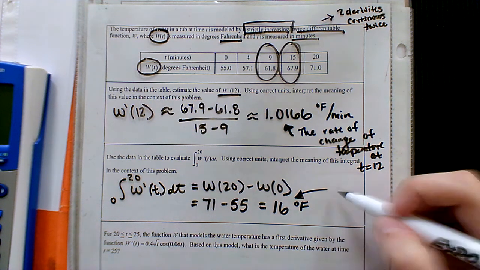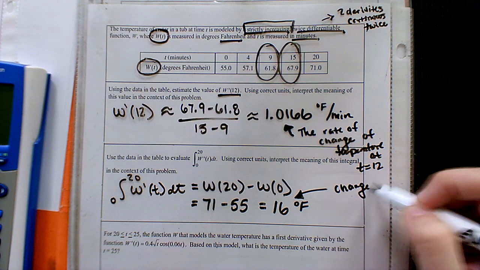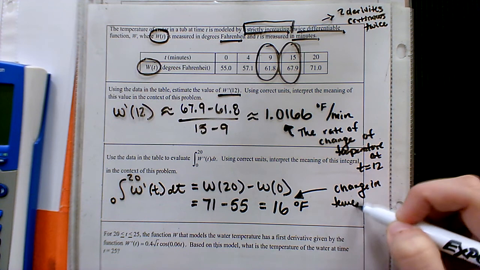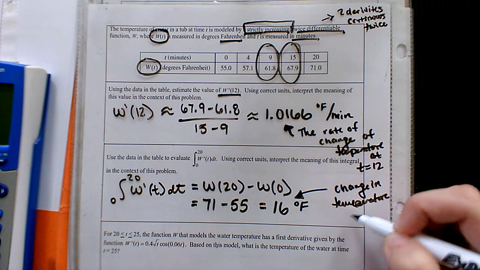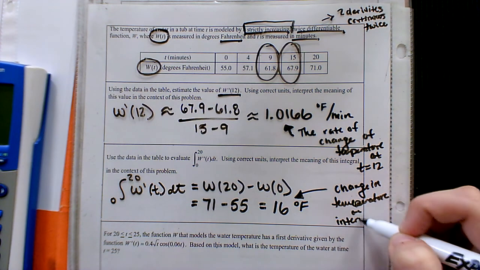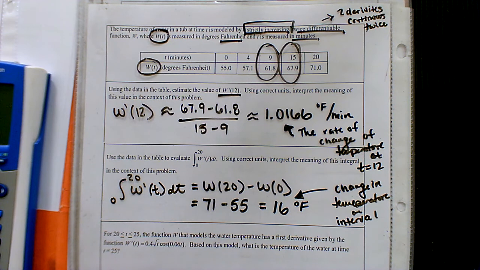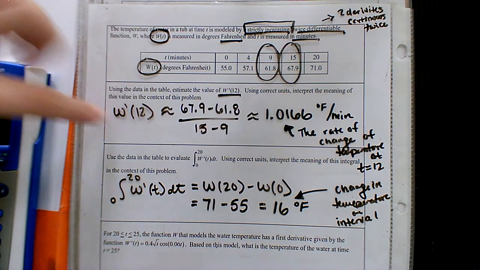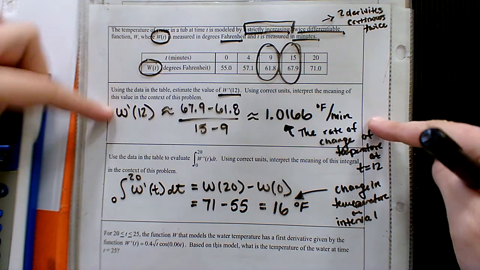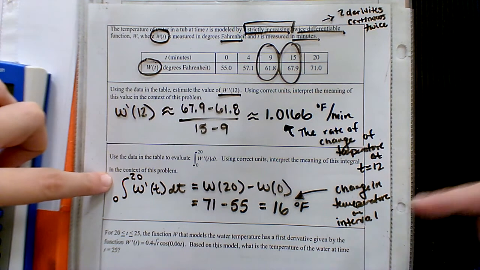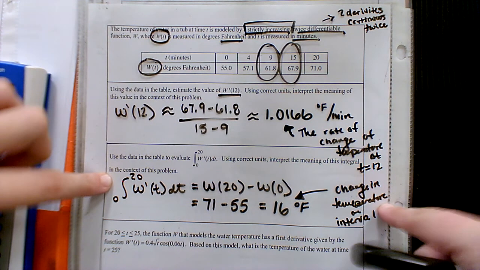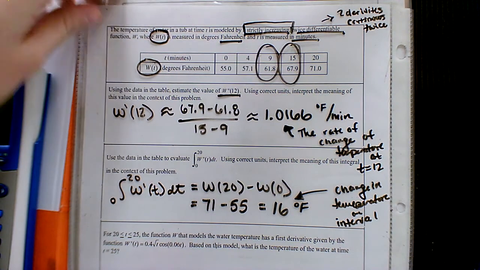Okay, so what is this 16 representing in the scenario? A change in temperature on the interval from 0 to 20. Looks good. So if we're dealing with a derivative, it's a rate. If we're dealing with an integral, it's a change in something.